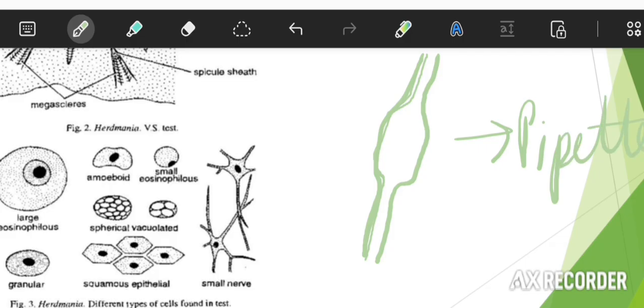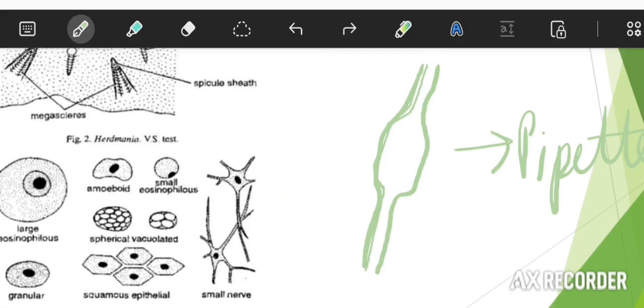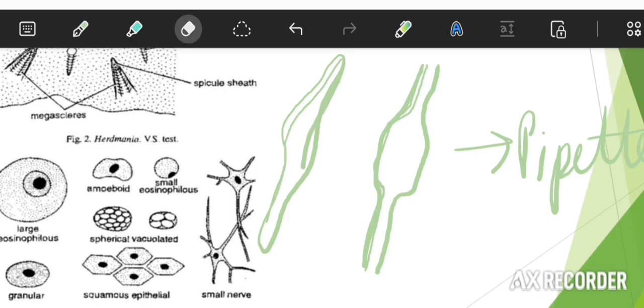This one is pipette. So megascleres are of two types. This one is the pipette shaped, which have the middle region slightly curved, and the outer region is pointed. Okay, so these are the pipette shaped, and this one is spindle shaped. Spindle shaped is something like this. So this one is pipette shaped, and these are the spindle shaped.